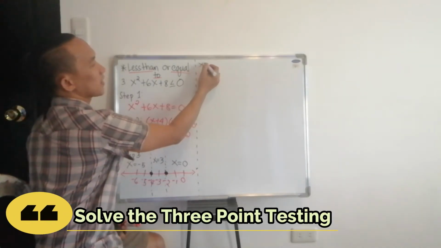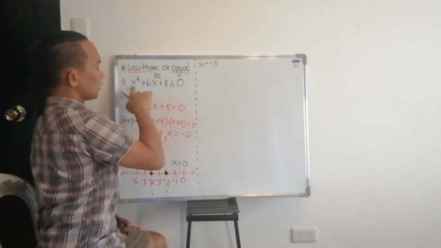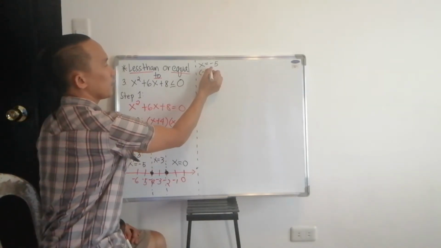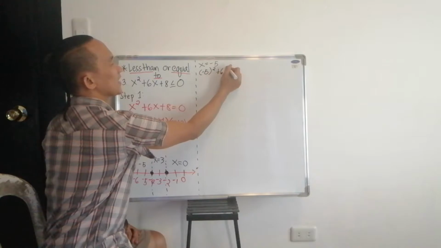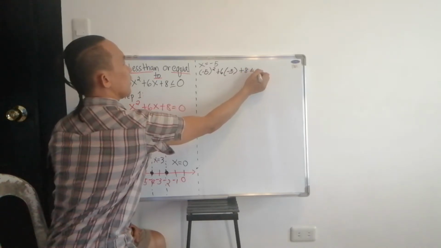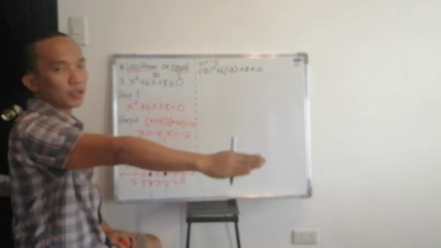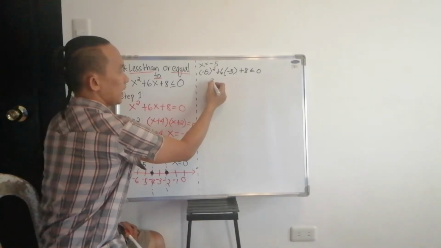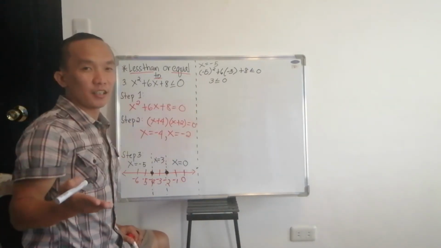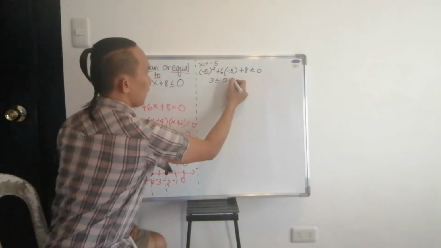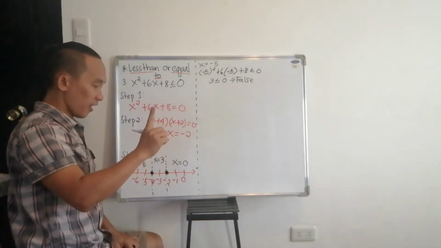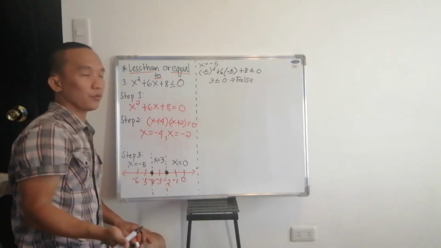Shall we say x equals negative 5. So all the x will become negative 5. So negative 5 squared plus 6 times negative 5 plus 8 less than or equal to 0. If you solve everything, your answer will be 3 less than or equal to 0. Now, is 3 less than or equal to 0? No. Therefore, this is a false statement.